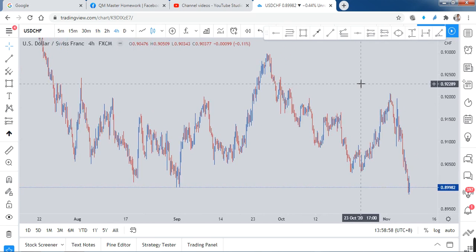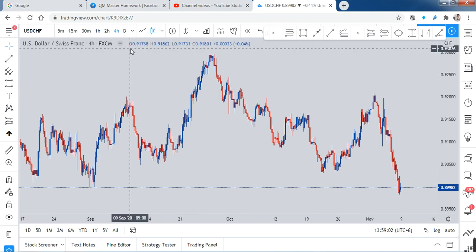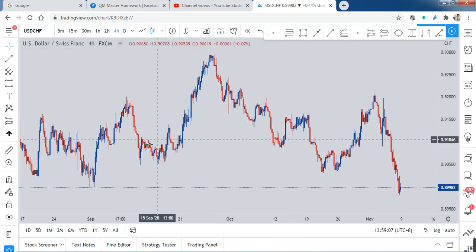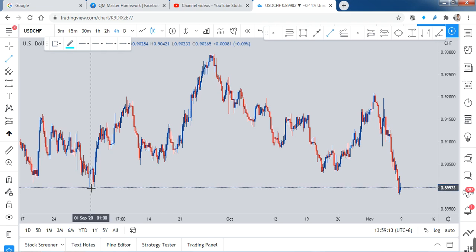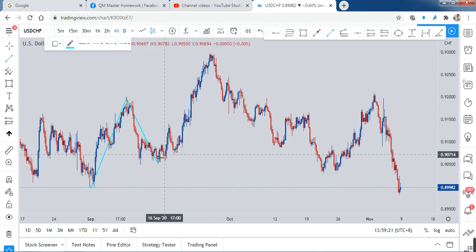During this analysis, I saw another QML, but this one is on the H4. So I know that the earlier one is definitely not correct. This is the bigger QML. If you look at it properly, this is the bigger QML. If you can't see it properly, I'm gonna highlight it. So this is the first wave, then going down, then it went up.